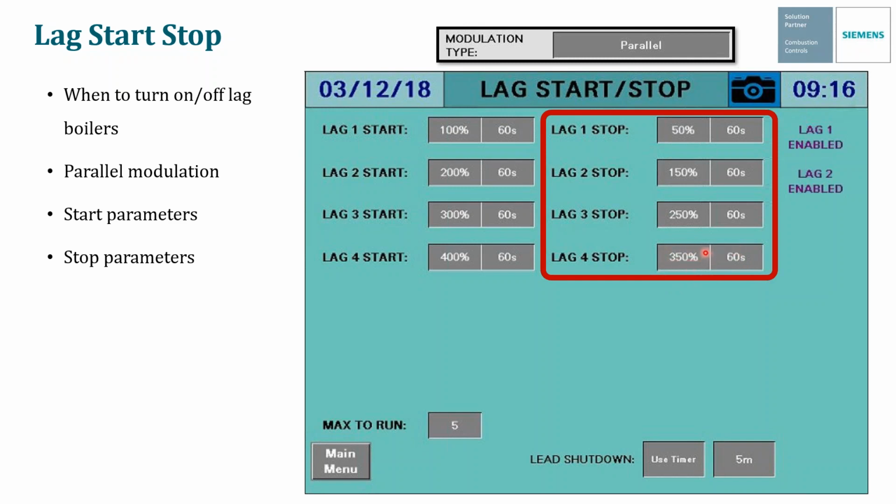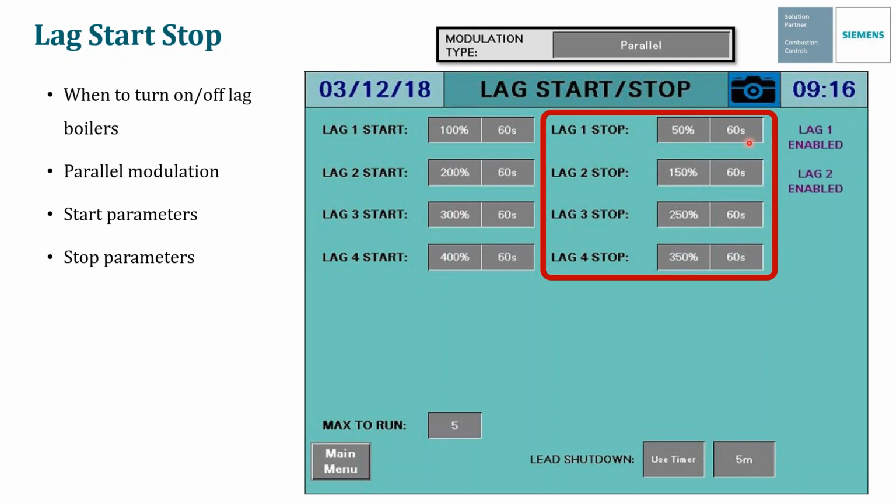So 350% divided by 5 boilers is about 70% per boiler. So if all the boilers are running at 70% each for 60 seconds, then it will turn off lag 4, or the 5th boiler, okay? And that holds true for each one of these boilers as you go down.